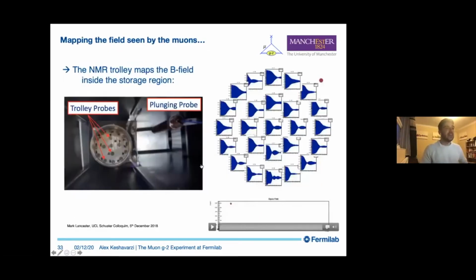Okay, and you can kind of see that here in this video. So this shows you what the NMR probes see. This is the trolley going around.